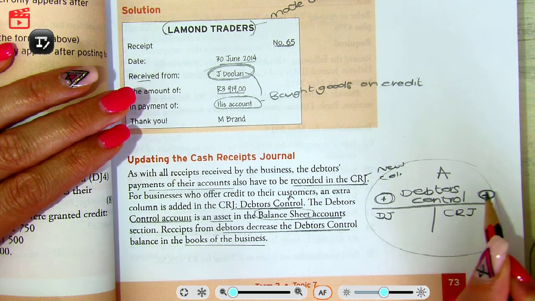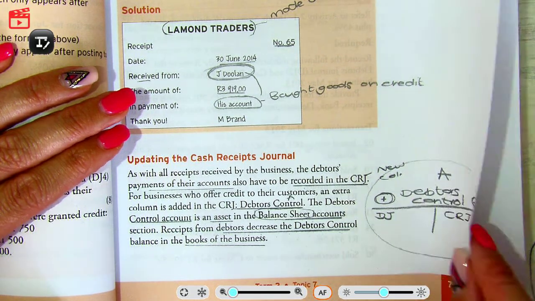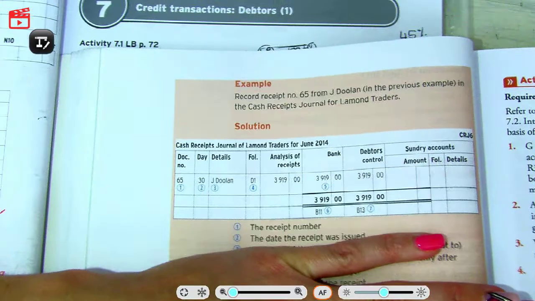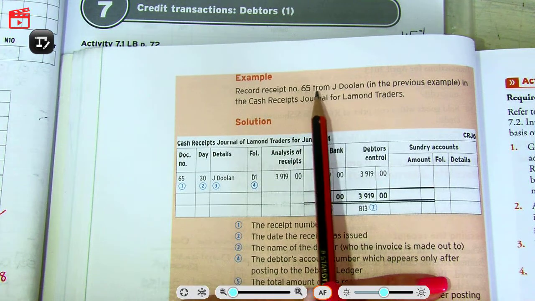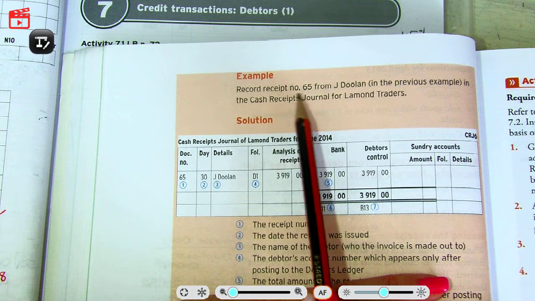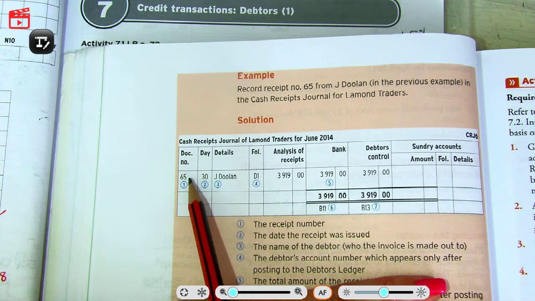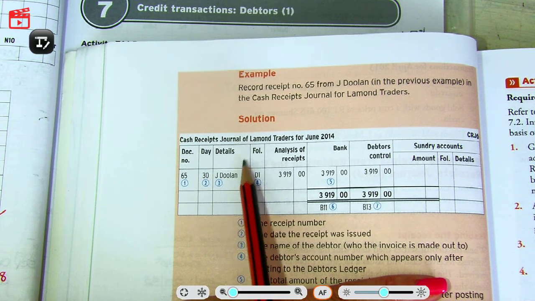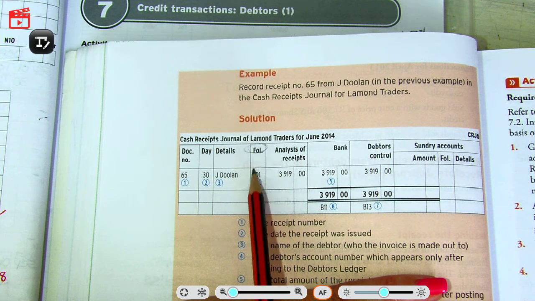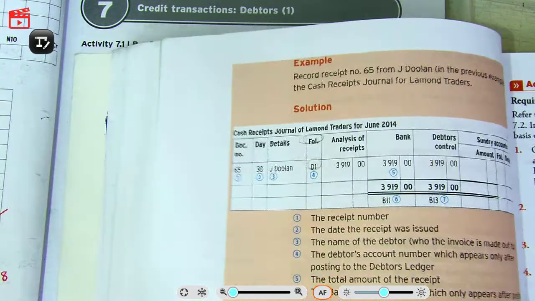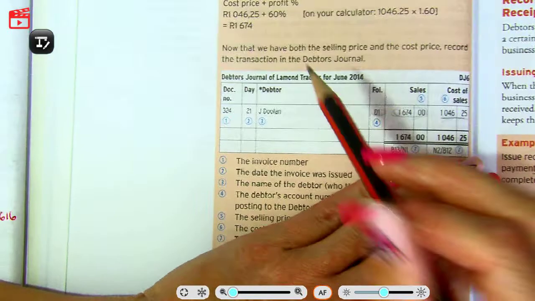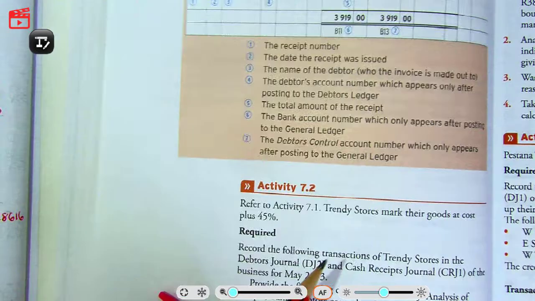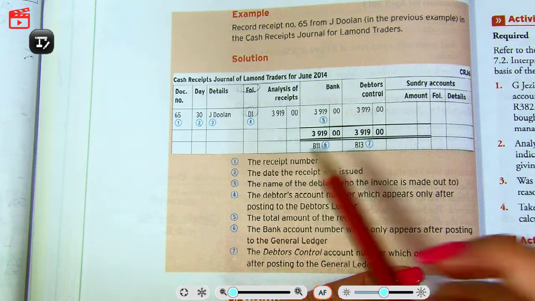I'll do a lot more on this later, but let's first just look at how to record in the CRJ. So if we look here now, we can see they're asking us to record receipt number 65, so basically the transaction, in Lamont Traders. So we can see document number 65 on day 30. Who did we receive money from? Jay Doolan. And we can see here in the folio, we're now adding something called D1. So I know if I go look in my debtors journal, we will see here that he's always referred to as D1. Okay, it follows him. So we can keep record of his account. How much money did I receive from him?